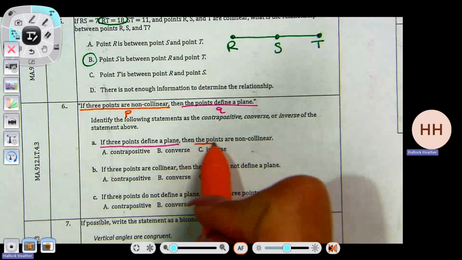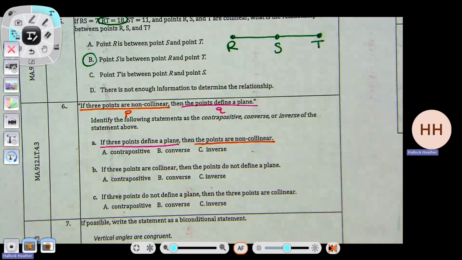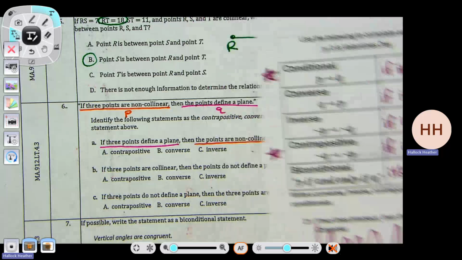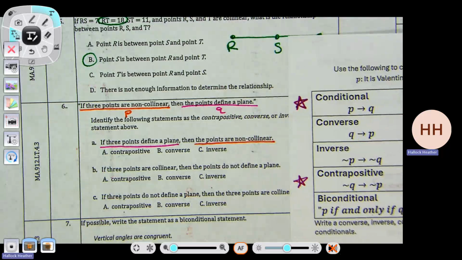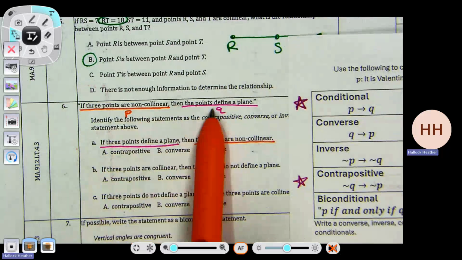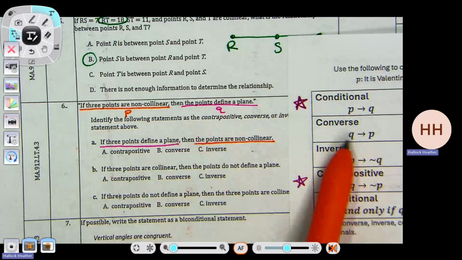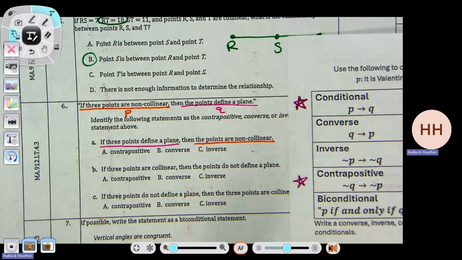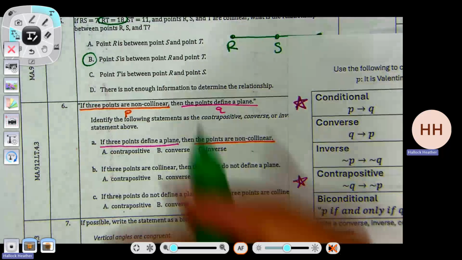So they flipped it. So if I look at my options, if I flip the sentence, the original is P to Q, now it's Q to P. Q to P is going to be a converse. So the answer for this one is B.